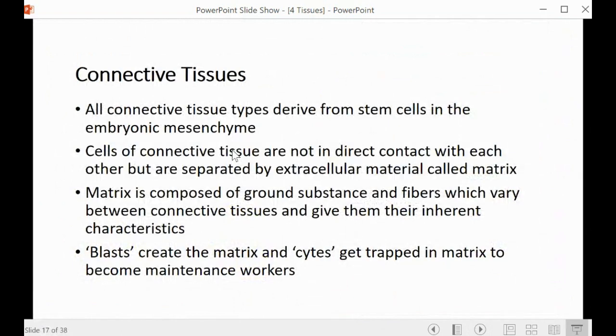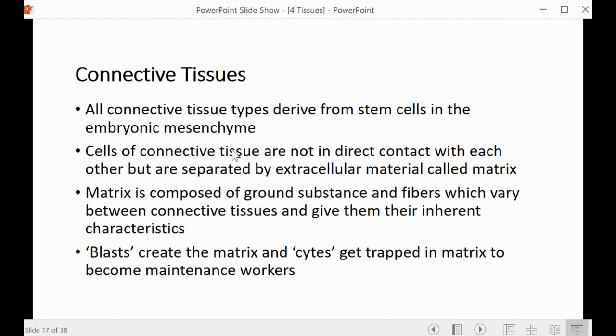Connective tissues. So all connective tissue types are deriving from the stem cells in the embryonic mesenchyme. They are not in direct contact with each other, but they're separated by an extracellular material called a matrix. So epithelial tissues, remember, they were lining up, really touching each other on that plate, but the cells of these connective tissues, they don't do that. They're much more separate, okay? And they're kind of contained within this area called a matrix, not like the movie The Matrix. The matrix is composed of the ground substance and the fibers, and they can vary between connective tissues, and they can give them their inherent characteristics.